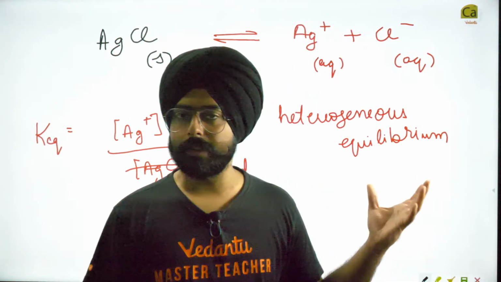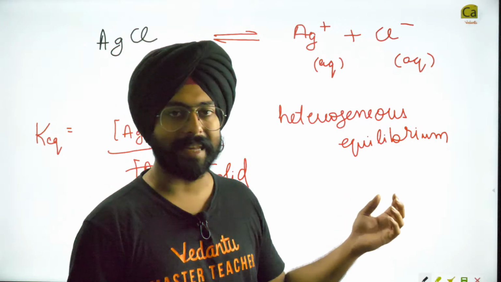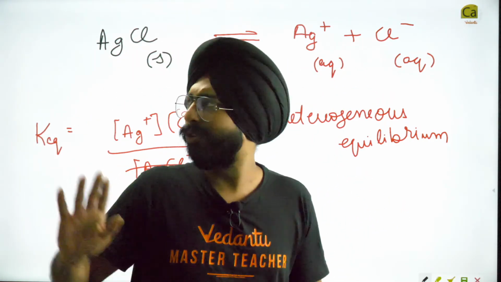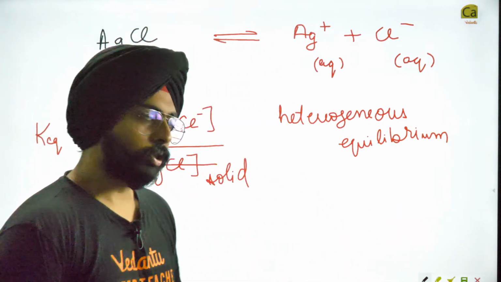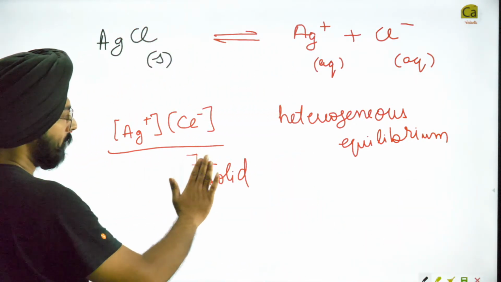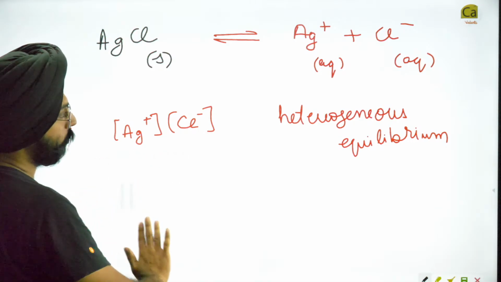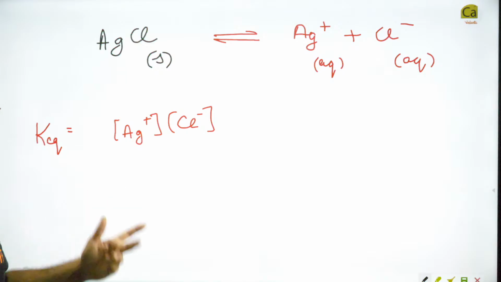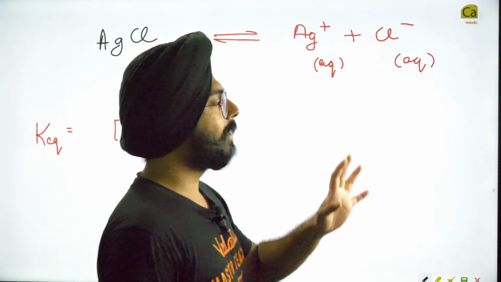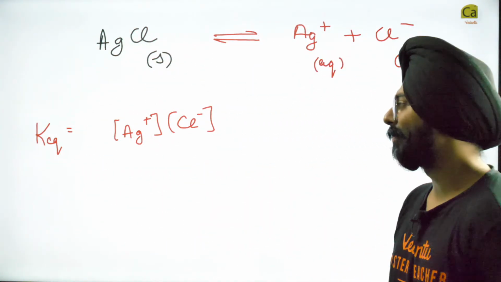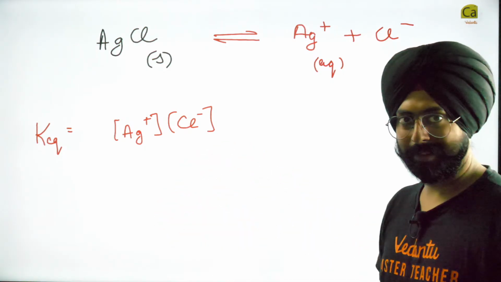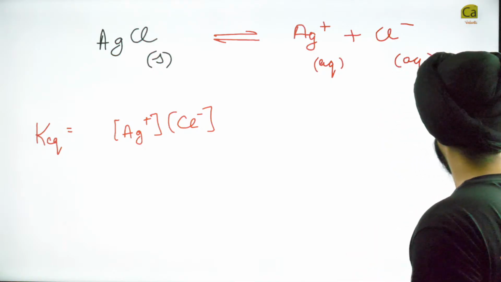So in heterogeneous equilibria, we will take the phase that is experiencing the change. What change will come in the solid phase? So over here, we don't need to think about the concentration of the salt itself. How much salt have we taken? Doesn't matter. It's a solid, forget about it. Only take the aqueous part. Life becoming simple, right? Ionic equilibrium becoming simple. Okay, so this has come.